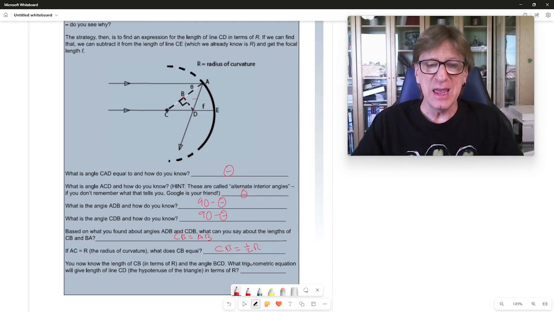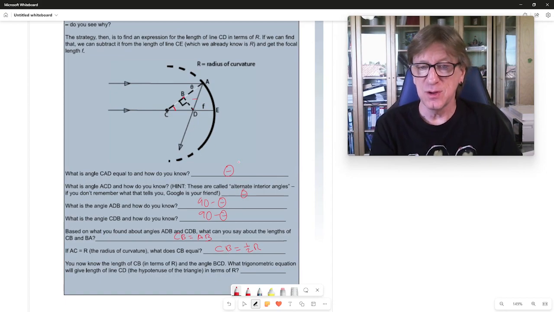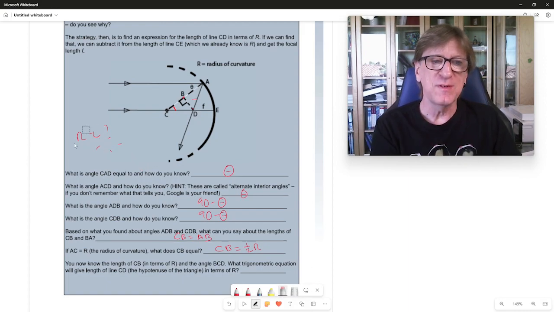And we know the angle BCD, that's this angle, remember, which one was it? BCD was theta. You can go through your little list here to look that back up. So I want an equation that will give CD, because remember that was our goal. If I could find CD, R minus CD will give me F. So that's my goal, is I want to find that CD.